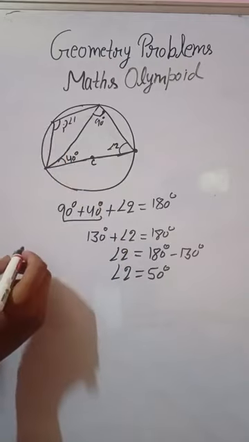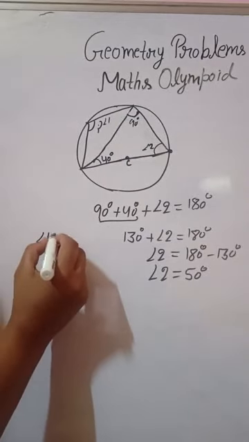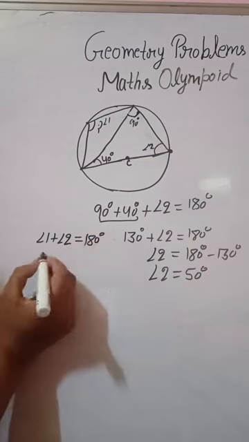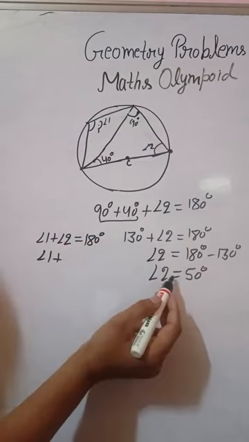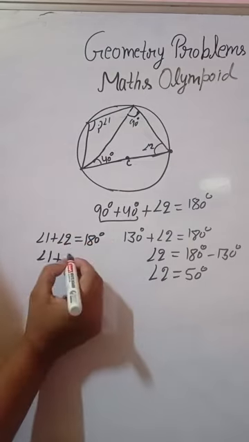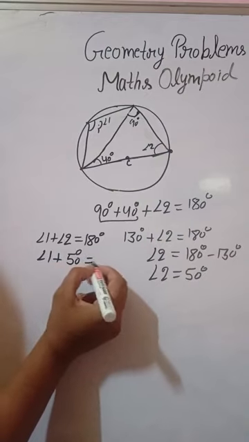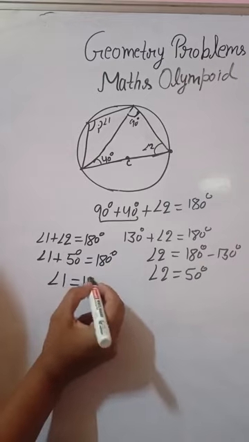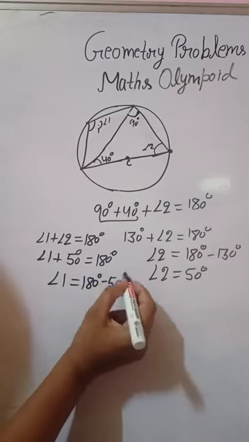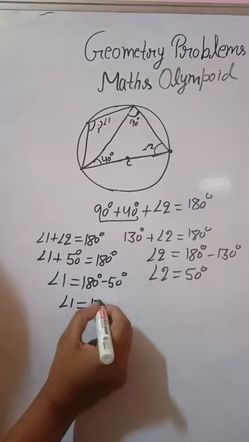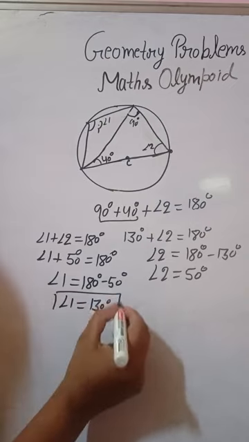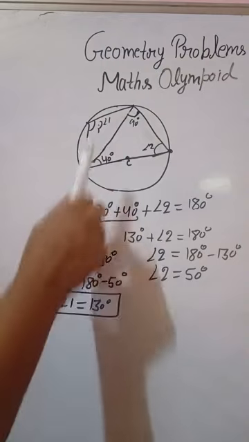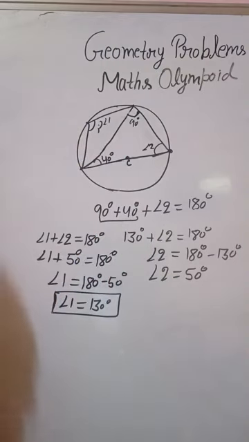So by using this we conclude that angle 1 plus angle 2 will be equal to 180 degrees. We have calculated angle 2 as 50 degrees. So angle 1 plus 50 degrees is equal to 180 degrees, and angle 1 is equal to 180 degrees minus 50 degrees. Angle 1 is equal to 130 degrees. So in this question we had to find the value of this question mark, that is angle 1, and angle 1 is 130 degrees.